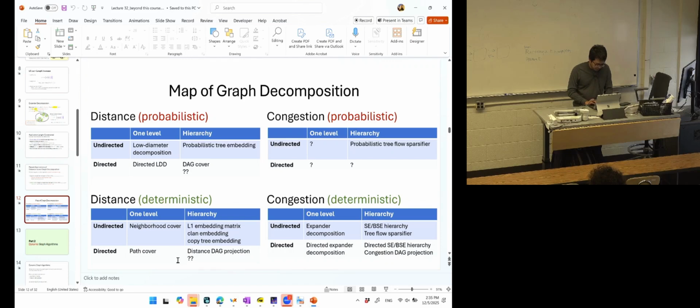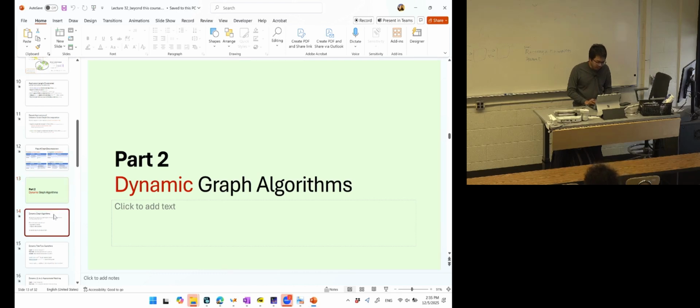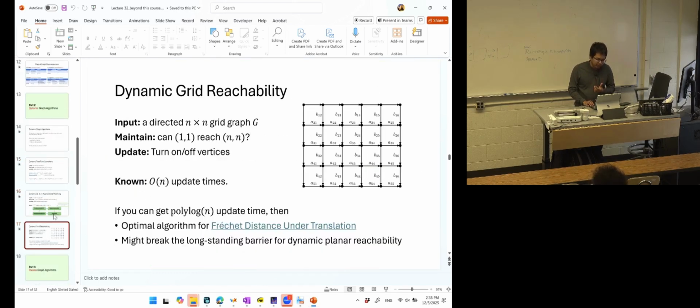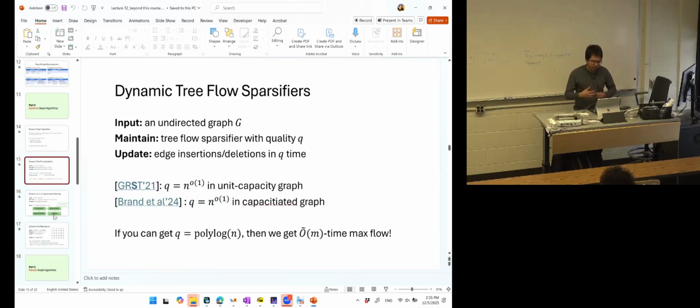And these are some buzz keywords if you want to look up later. Okay, and I mentioned a bunch of open problems that you can have a look at if you are interested in some questions beyond this course.